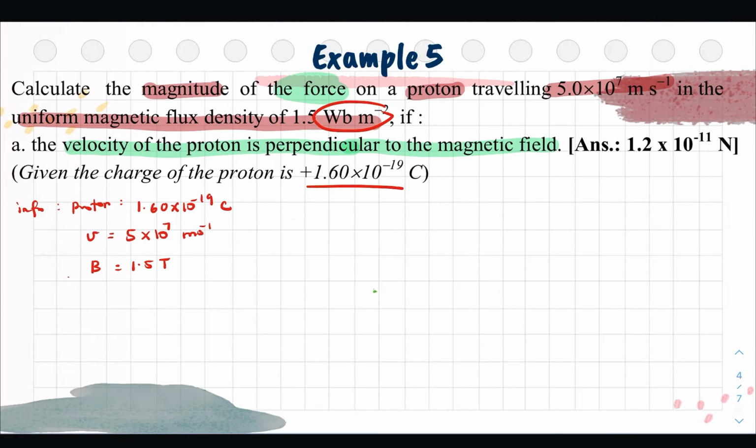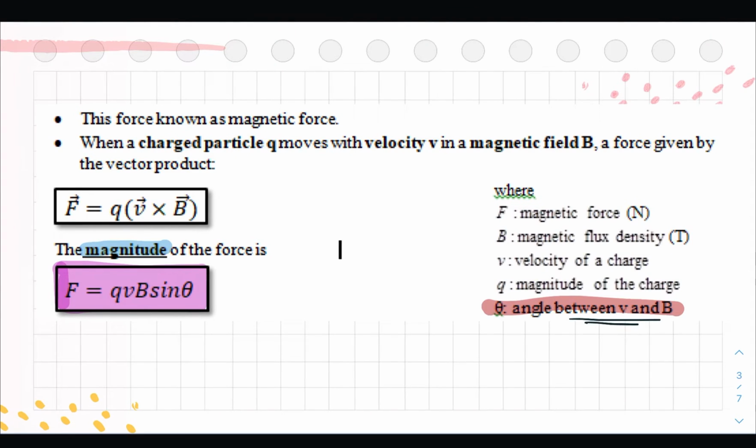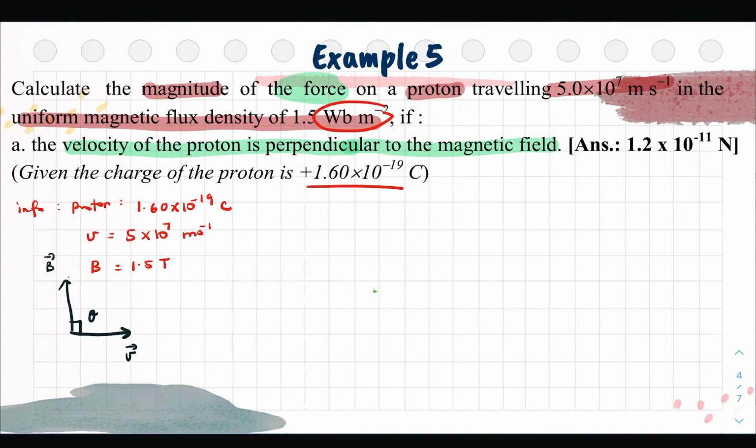So macam mana? Velocity ke sini for example, dan dia perpendicular. So perpendicular ialah 90 degree to magnetic field. So I know this is the theta, sebab theta tadi ialah angle between V and B. Dan dia mention dekat sini perpendicular. So one more info that I have, theta equals to 90 degree.